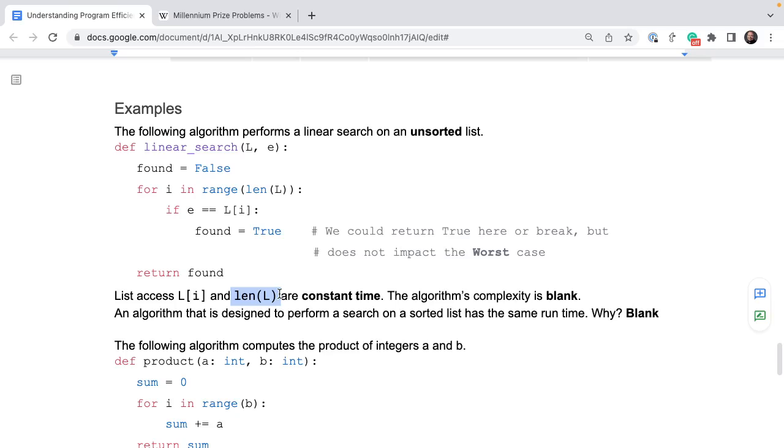Yeah, Anna. How do they do that? It's not iterating through it. Let me give you a moment, I'll tell you in a sec. But while I do that, if you know that list access and length are constant time, what is the big O, or the algorithmic efficiency or complexity, of this algorithm right here? Take a moment and think about it.